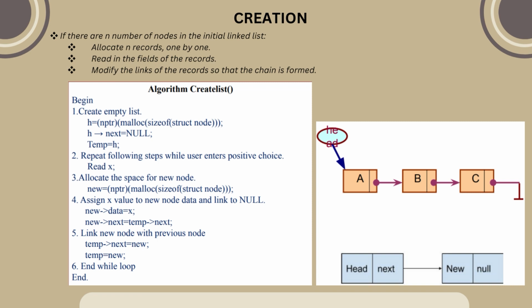Link the new node with the previous node also. Temp of next is equal to new, temp is equal to new, end while loop. This will be continued until all the nodes of the linked list have been created.